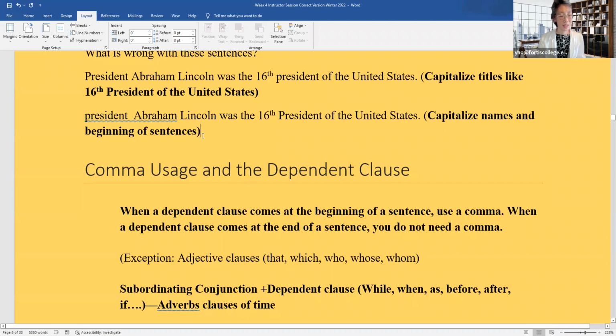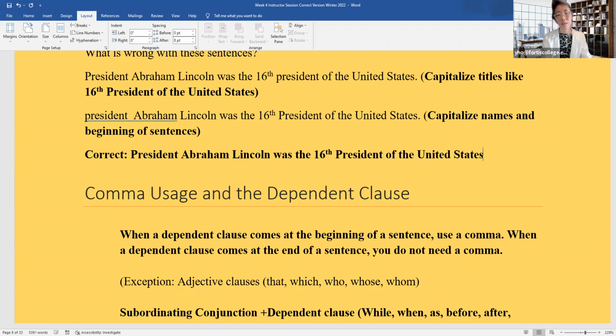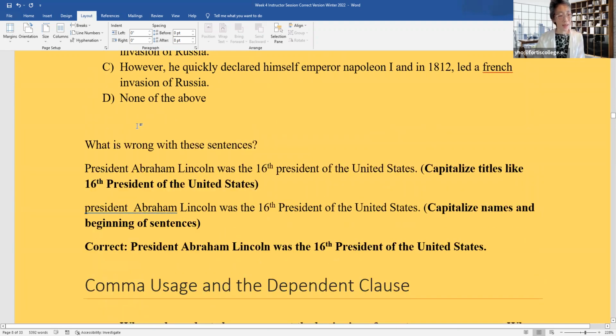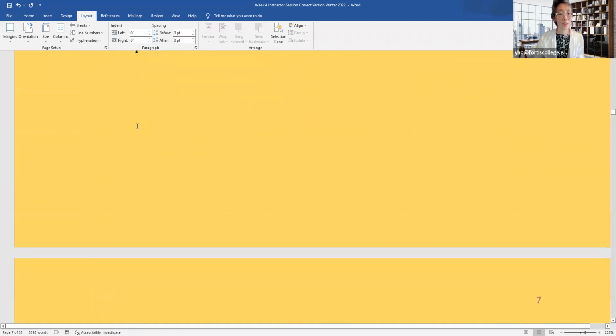And then the correct sentence would be: President Abraham Lincoln was the 16th President of the United States. And United States also has to be capitalized. All right, so that's it for capitalization. And here I will make this go up. All right, so does anybody have any questions about capitalization?